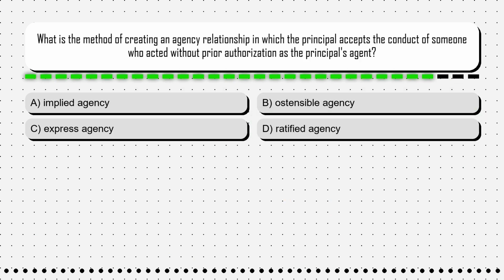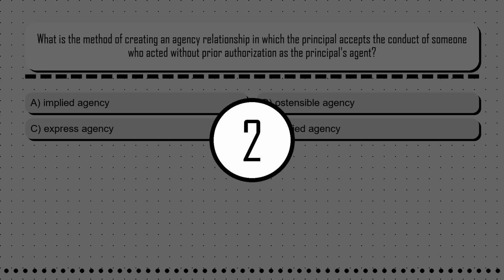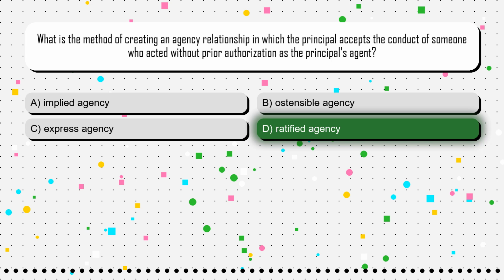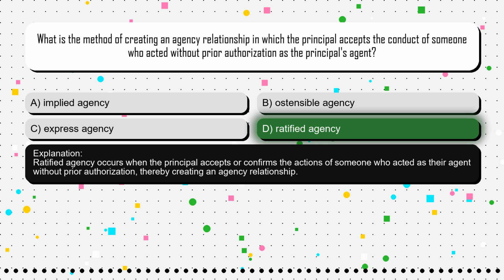Question 64. What is the method of creating an agency relationship in which the principal accepts the conduct of someone who acted without prior authorization as the principal's agent? Option A, implied agency. Option B, ostensible agency. Option C, express agency. Option D, ratified agency. The correct answer is option D, ratified agency. Ratified agency occurs when the principal accepts or confirms the actions of someone who acted as their agent without prior authorization, thereby creating an agency relationship.